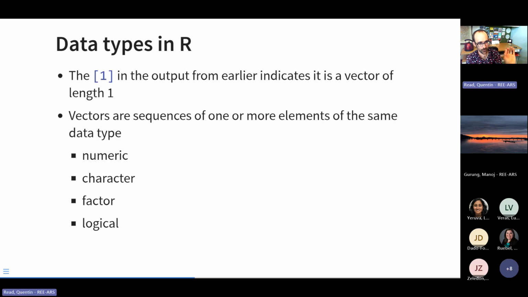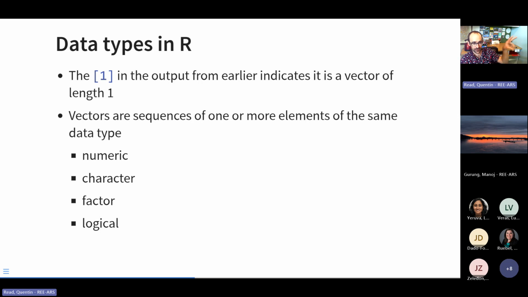I mentioned before, every time we returned a value, it always had a bracket 1 before it. When we ran 2 + 3, it didn't just say 5, it said bracket 1, 5. Well, that's because we were actually not just getting 5, we were getting a vector that is 1 element long, and that element had a 5 in it. And vectors are very common in R. They're any sequence of 1 or more elements of the same data type.